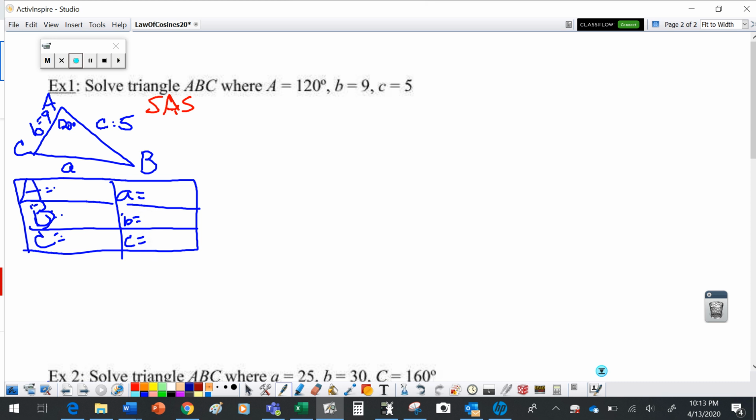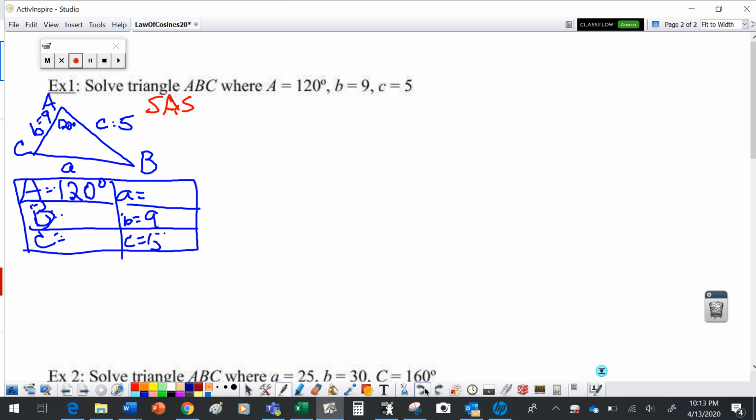And I'll list all the things that I'm given. So I'm given that angle A is 120 degrees. Okay, and I have side B is 9, and I have side C is 5. So what I want to find here is that third side. That will make the rest of this a whole lot easier once I have side A. Because then I'll have a pair of opposite measures in angle A and side A, and I'll be able to solve using the law of sines the rest of the way.